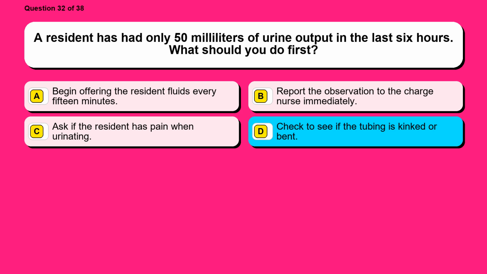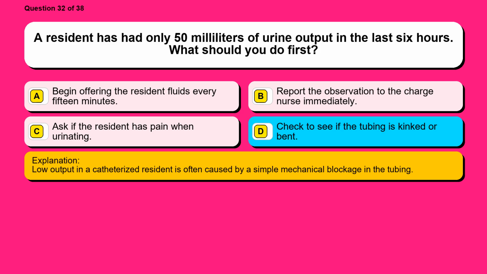The correct answer is option D. Check to see if the tubing is kinked or bent. Low output in a catheterized resident is often caused by a simple mechanical blockage in the tubing.